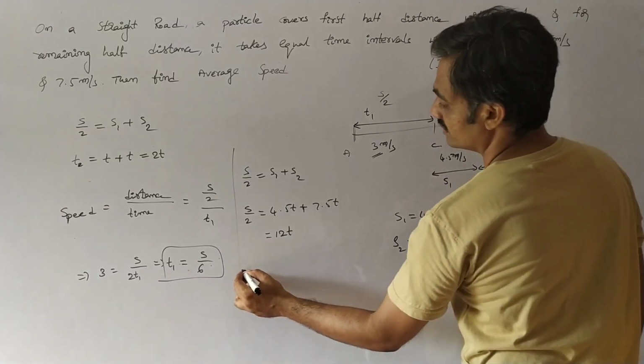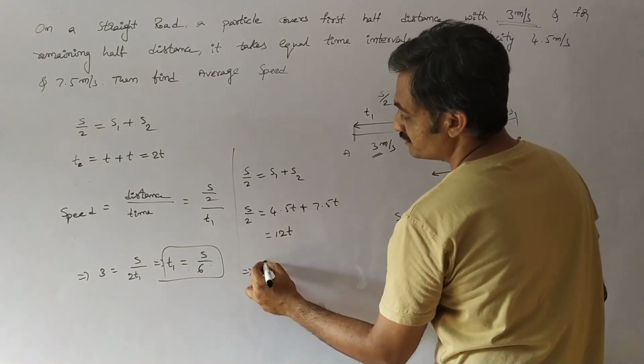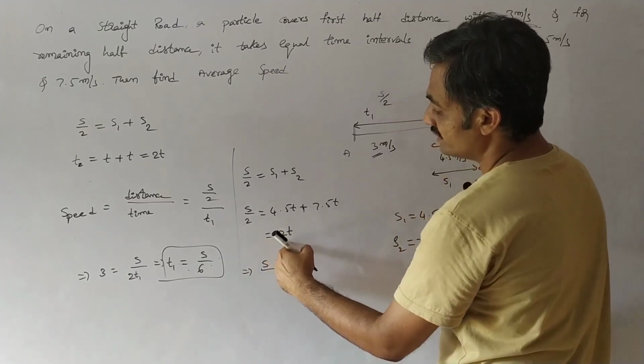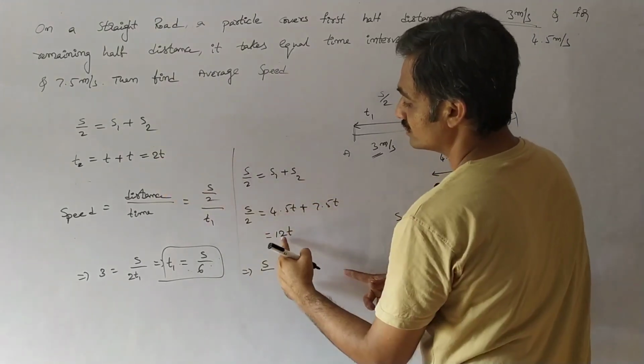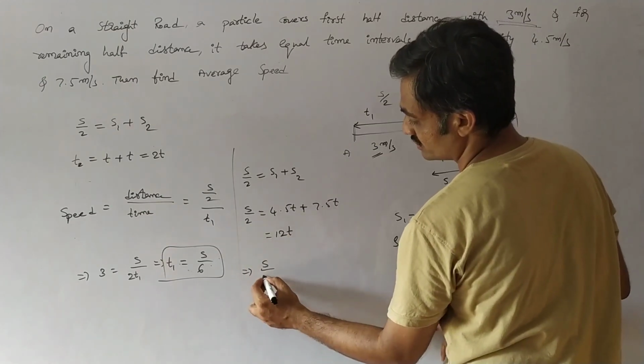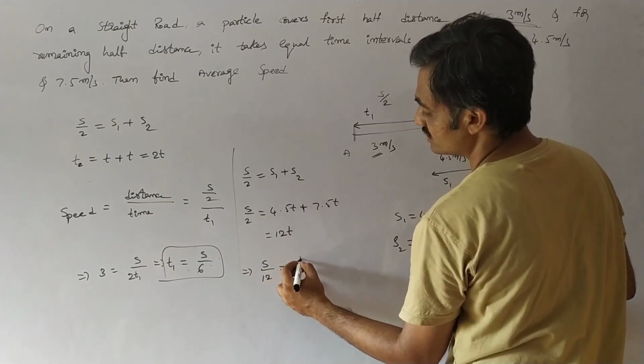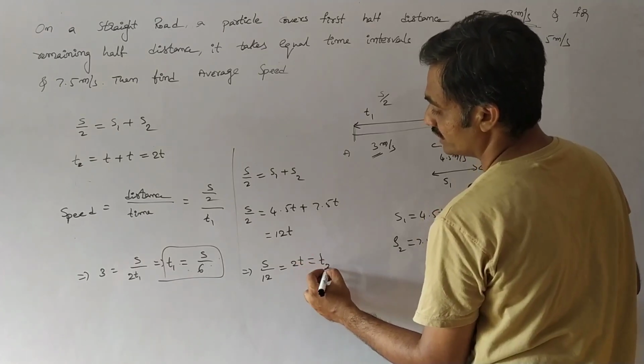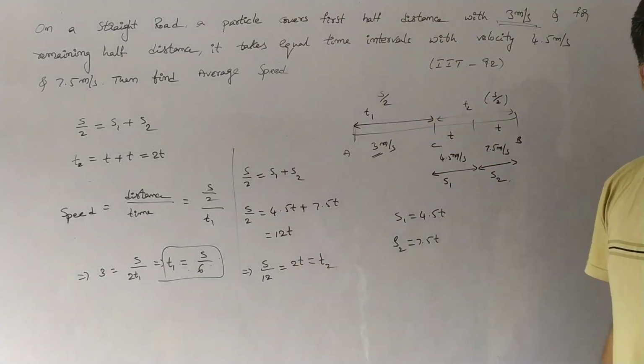From this equation, we require 2t. So sending this 2 to the other side, we have 2 into 6, 12. S by 12 equals 2t, which is nothing but t2. So S by 12 equals t2.